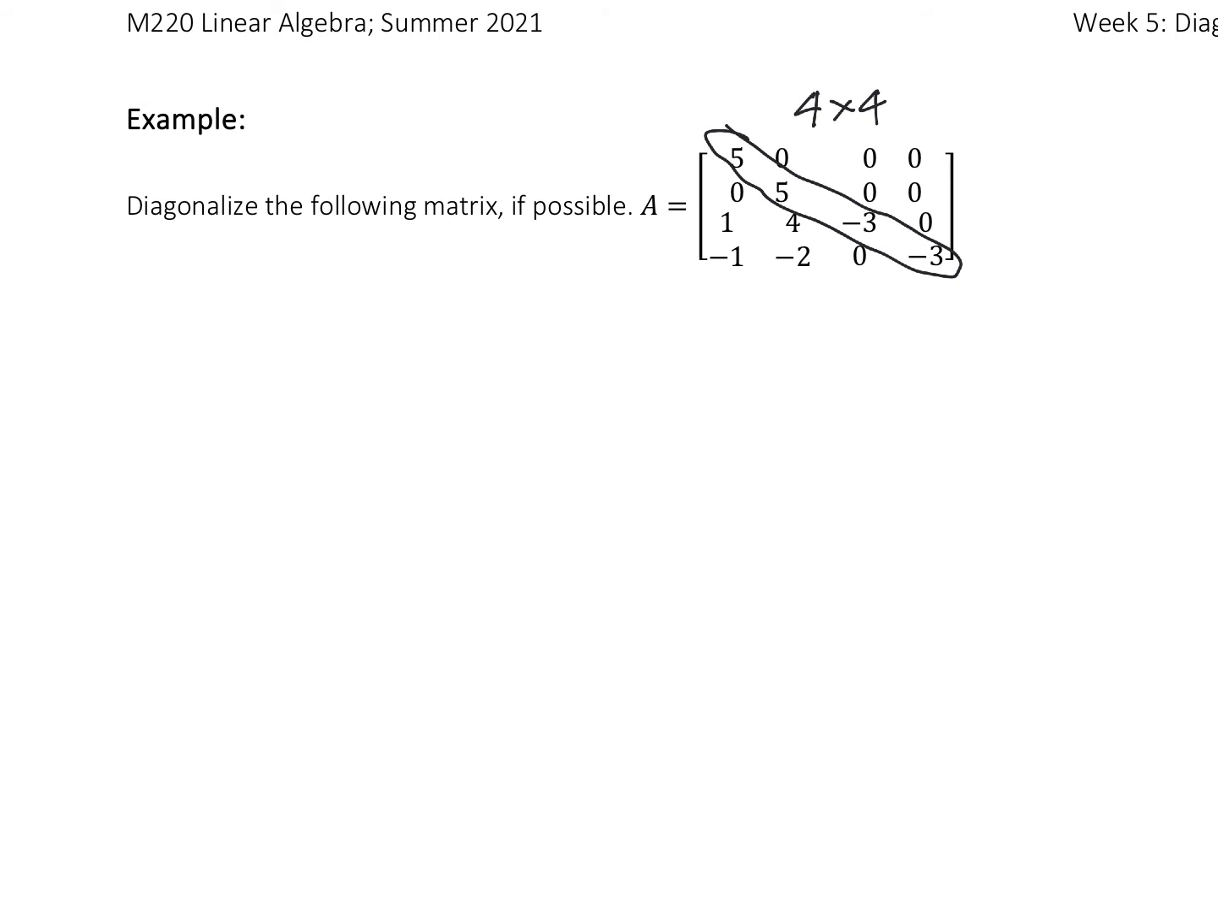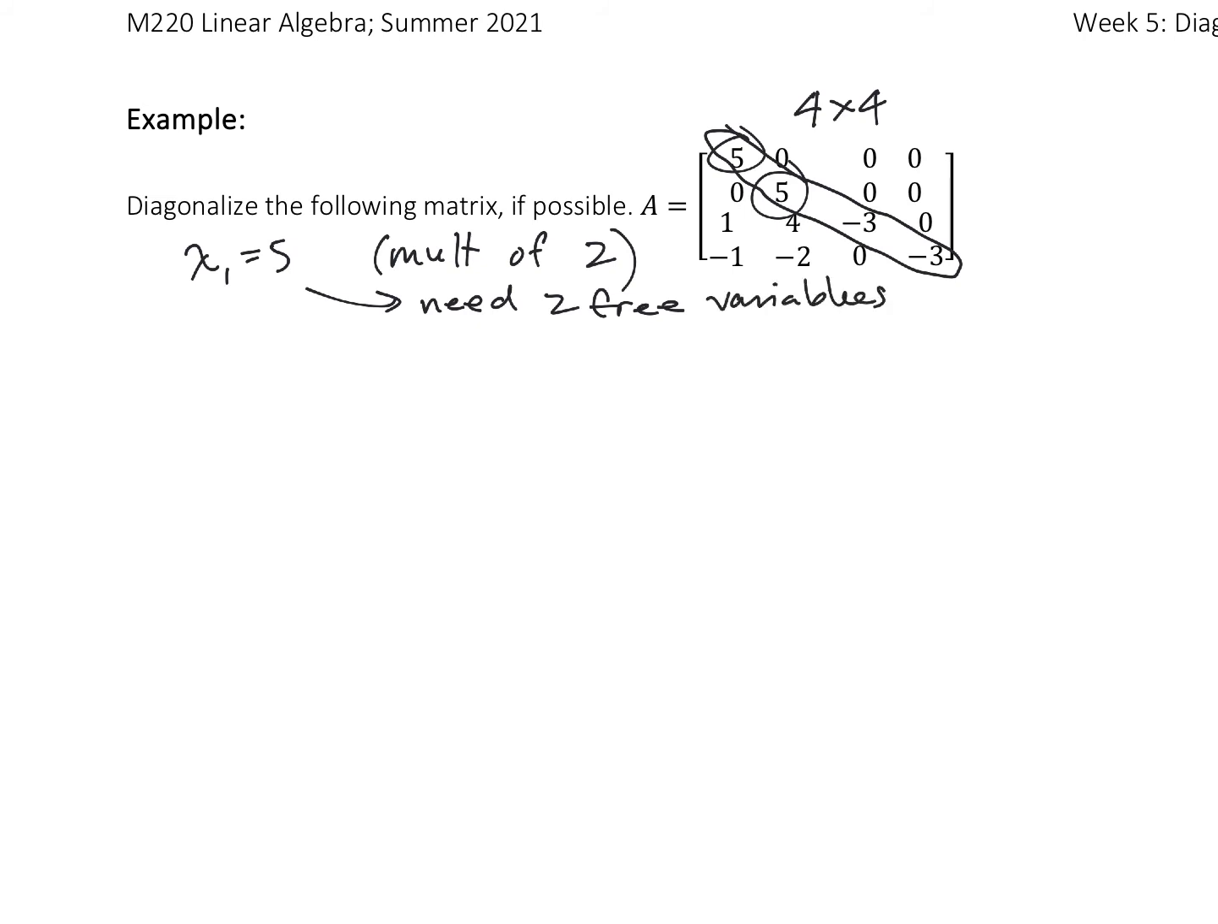Okay. That means that I can just look at my diagonal and figure out what my eigenvalues are. So my first eigenvalue is 5, and it turns out that's a repeat, so this has a multiplicity of 2. Now, in order for my matrix to be diagonalizable, when I find the eigenspace for this particular eigenvalue, I need to have at least 2 free variables in the A minus 5I matrix. If I don't have 2 free variables, then this is not going to be diagonalizable.